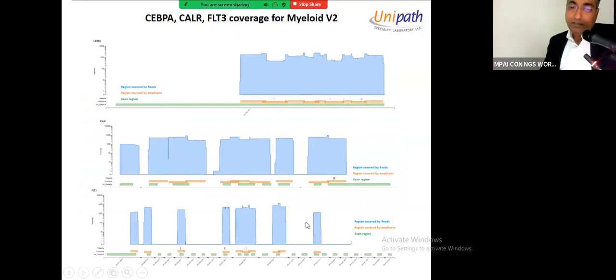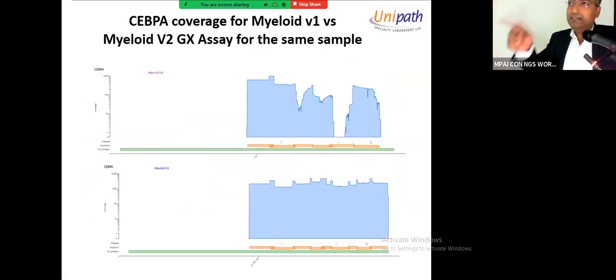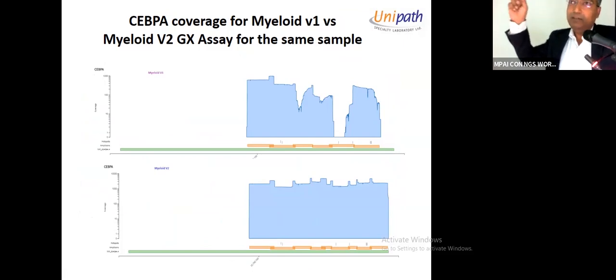CEBPA is very good. FLT3 was covered very well, and even the color was being covered very well. So this is one sample run on two assays. One is the earlier myeloid research assay, where CEBPA is a problem. It has to be run in a particular way, with Ion Chef. And the current myeloid V2 GeneXus assay.